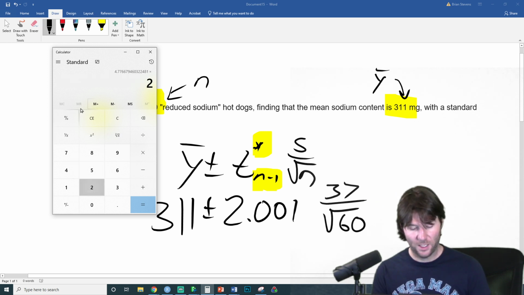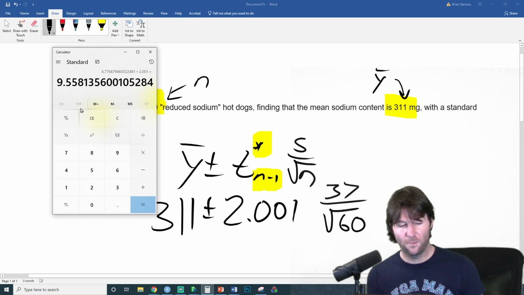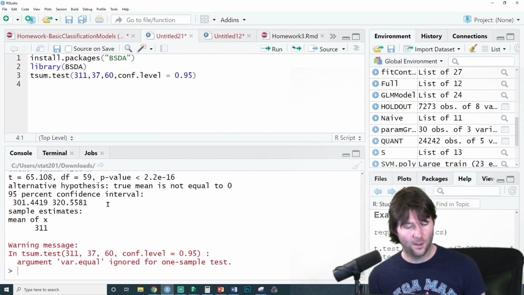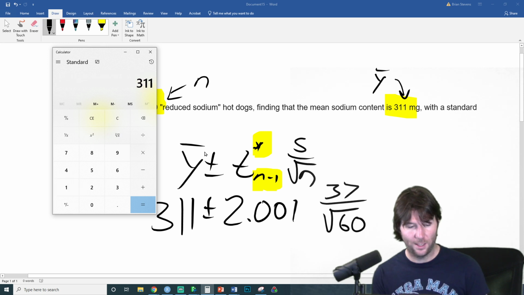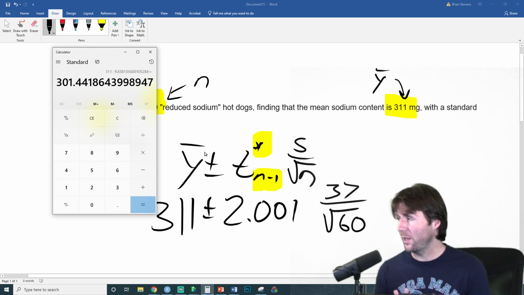And then we multiply it by 2.001, and now this is the margin of error. So the margin of error is going to be, the answer should be like 320.558. We're going to look at R, and we do get 320.558, and we get the minus. All you would do right now is just add and subtract these numbers. You'd go 311 plus this, and 311 minus this. So you can still do it without R.